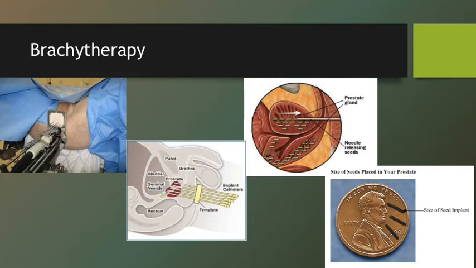Brachytherapy. This is a prostate brachytherapy. Over here on the far left is the size of the implants that they're actually putting into this fellow's prostate. Okay? And this is the position, the guy's in the lithotomy position, and this is his perineal area where that white thing is on there. This is a perineal area. And then he has a probe that's going into the rectum again.